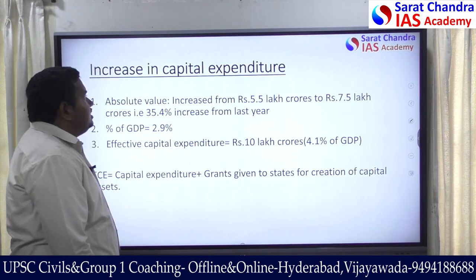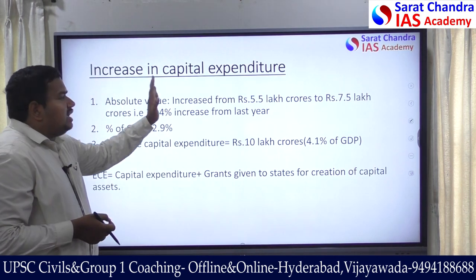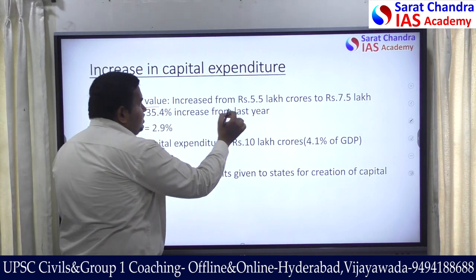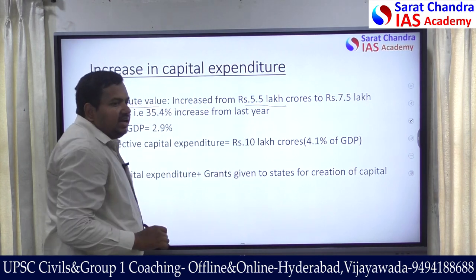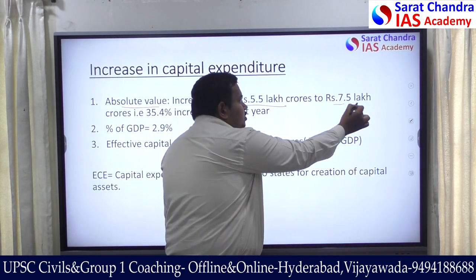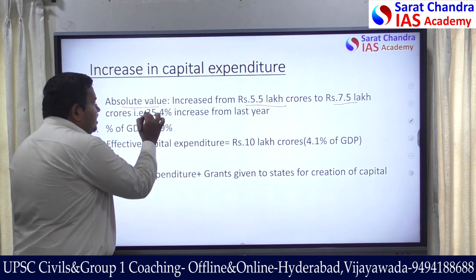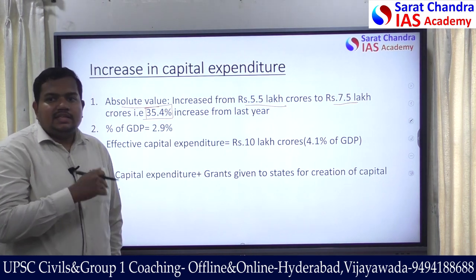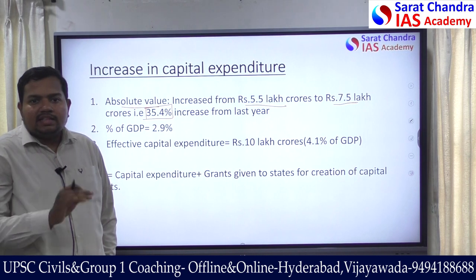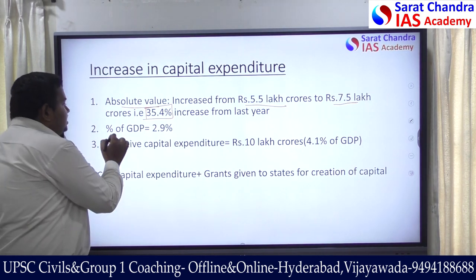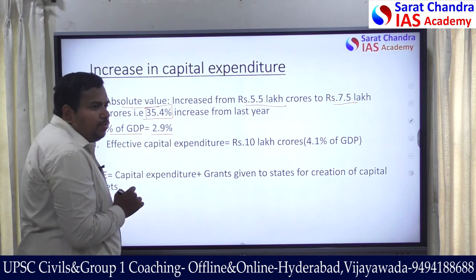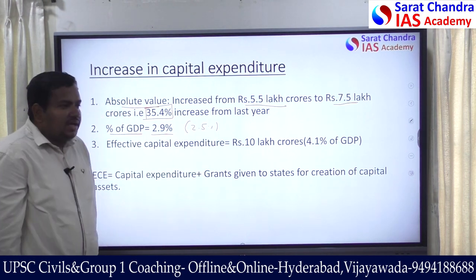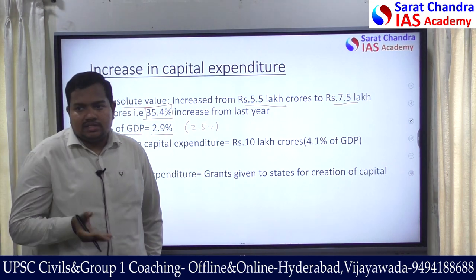Next, increasing the capital expenditure. I told you the first priority is increase in capital expenditure. So how much has it increased? We will see. The absolute value increased from, last year it was around 5.5 lakh crore. This year it increased to 7.5 lakh crore. So what is the percentage increase? 35.4%. So when compared to last year, this year the increase in the capital expenditure is 35.4%. Similarly, as a percentage of GDP, this year it is 2.9%. Last year it was around 2.5%. Okay, even as percentage of GDP, there was an increase.